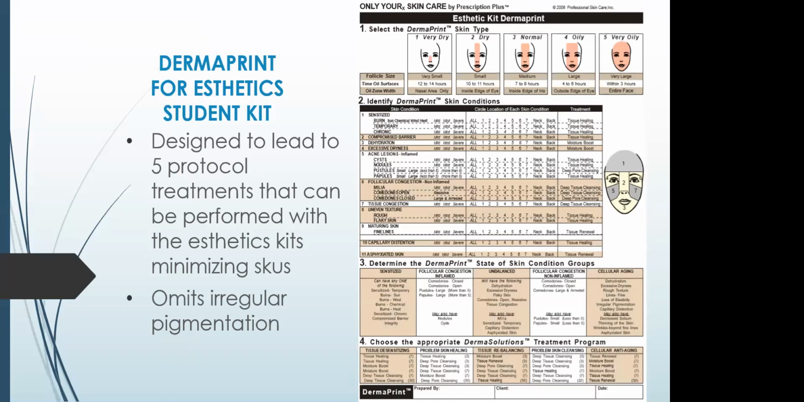Now, if you are using only YOURx and you're purchasing the aesthetics kit, our kit was designed to follow 5 protocol treatments that can be performed out of your kit. So those 5 protocols, within those 5, you can perform 30 services. And then we just simplified the skin conditions. So we omitted irregular pigmentation, but otherwise it's pretty much identical to the original Dermaprint.